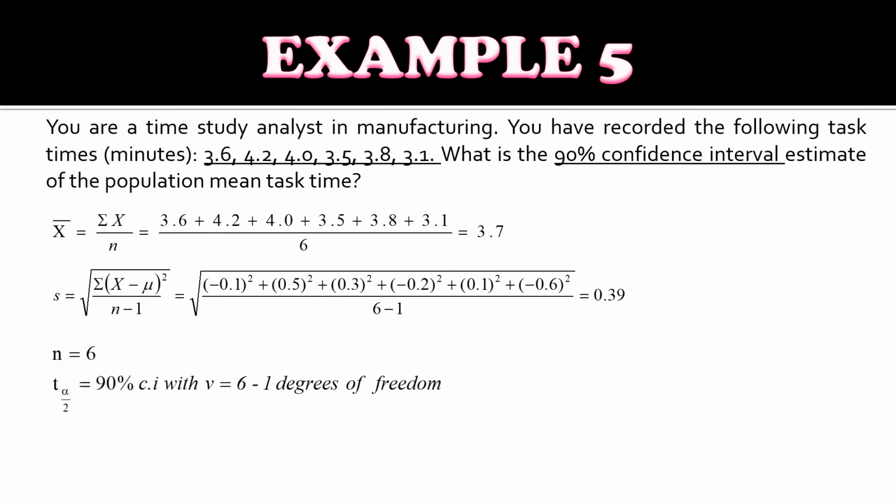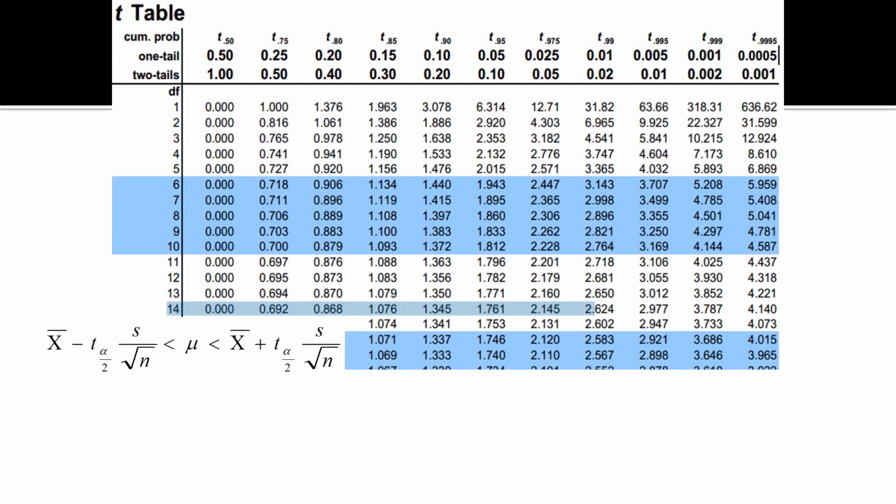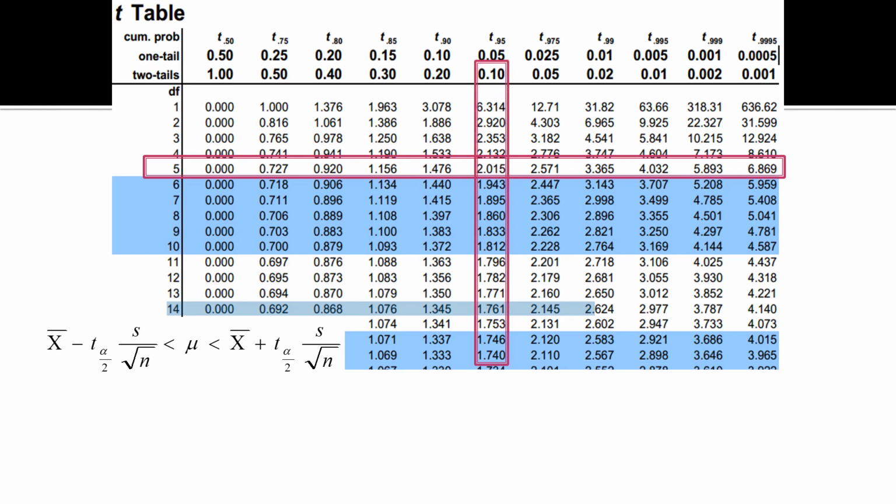Then we have the sample size equal to 6. And we have the confidence level of 90% with 6 minus 1 degrees of freedom. Same formula for the upper limit and lower limit. So we have to refer to the t table and find the value of t. We have our n earlier, which is 6, so the degrees of freedom is 5. And with the 90% confidence level, we have the value 2.015.